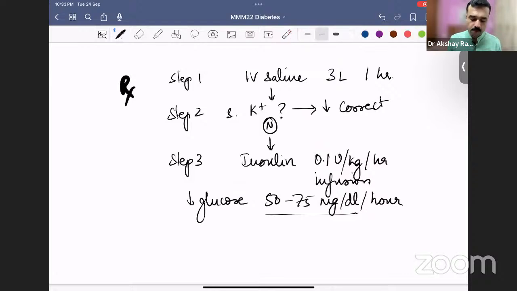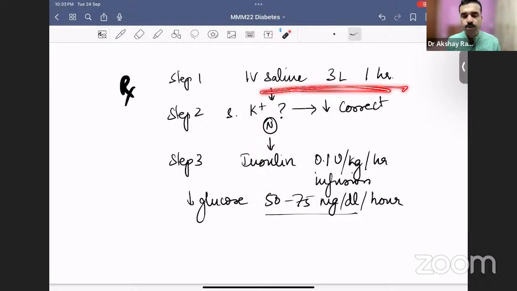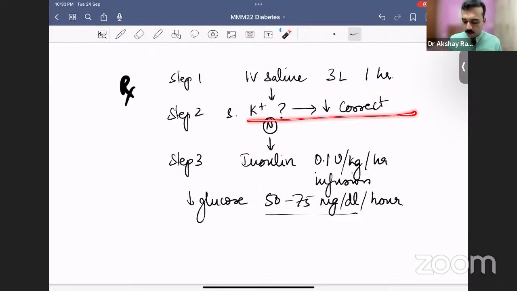So do no harm. Keep in mind, first thing, correct their intravascular volume status. Second, look at potassium. If potassium is fine, then start insulin. You can at least delay insulin by 1 hour. First 1 hour, just give fluids. Then start insulin, provided your potassium comes back normal. If potassium is low, you correct it. If it is normal, give insulin.